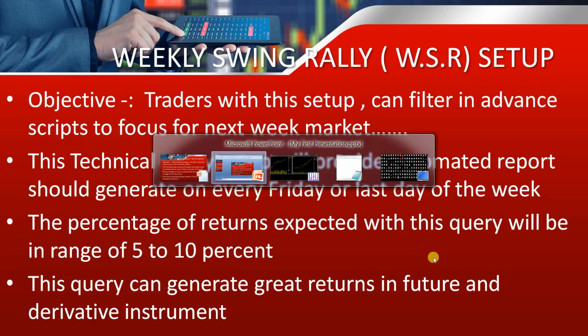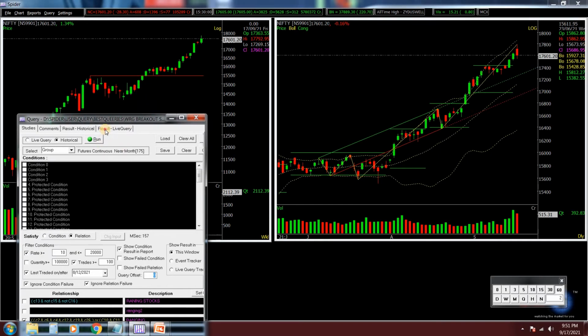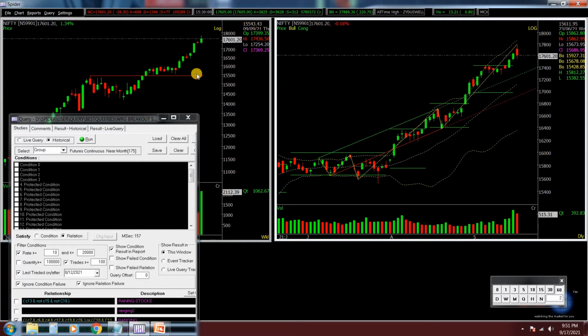Let us go towards the technicality of this setup. In my previous video, we discussed the weekly charts, what calls were generated on 27th August, and how they performed in the week of 27th August to 3rd September. Now in this video, we will discuss the performance of the 3rd September generated stocks and the 9th September generated stocks using this setup.